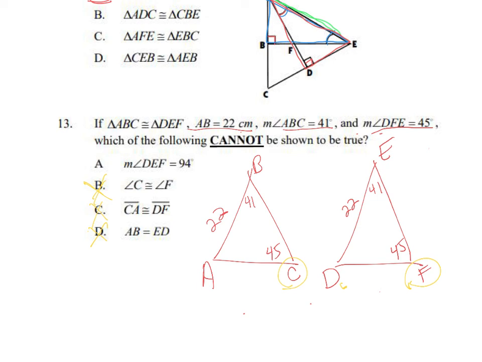The only thing that we cannot say is true, if we look at this, it says the measure of angle DEF is 94. Angle DEF would be this angle here, and that angle is 41, which is not true. It's this angle here that is 94.